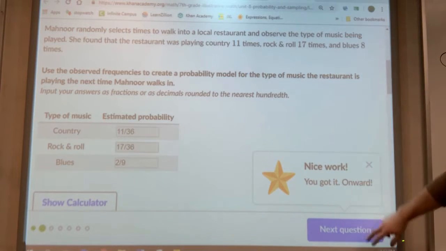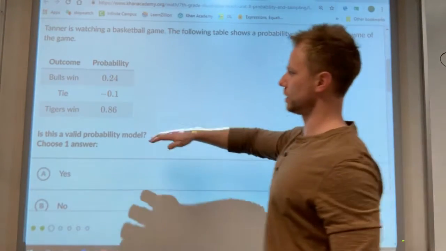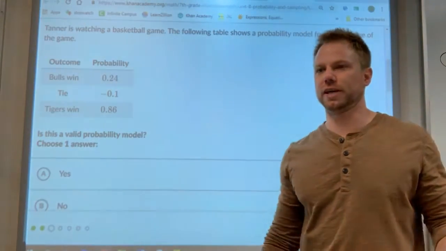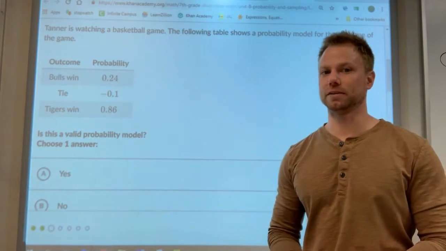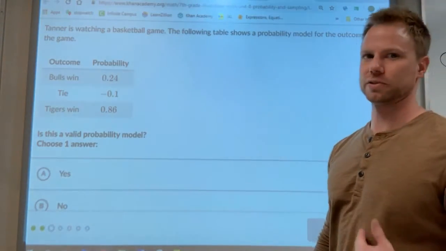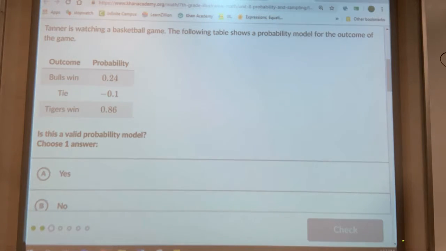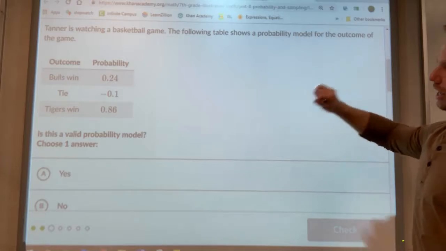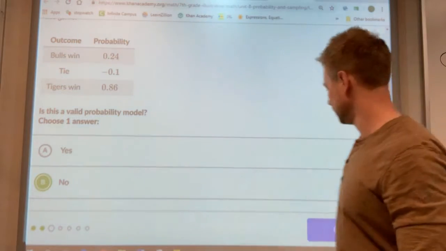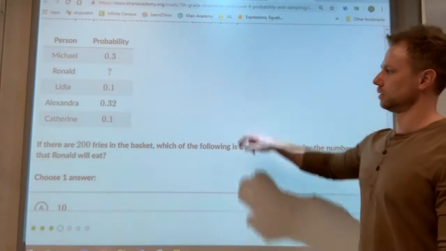All right, good. And one more. Now remember, probabilities always add up to 1. And one thing about probability is you can never have a negative probability. There can't be a negative chance of something happening. It could be 0, but it can't be negative. That'd be like going back in time or something. It's not possible. Okay, so it says, Tanner is watching a basketball game. The following table shows a probability model for the outcome of the game. Since it has a negative probability, we automatically know it is not valid. It is not possible to get a negative probability. So we can't do it.